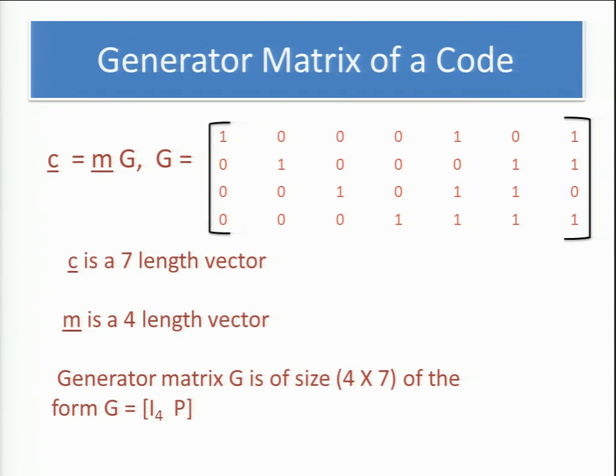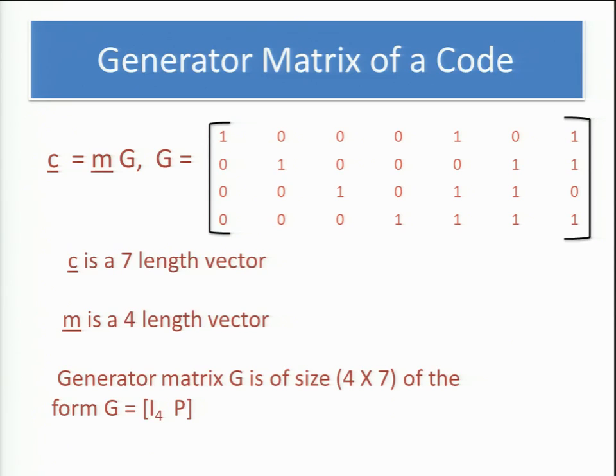So how do you generate the code? There is a way to generate it, and because it's a linear code, it can be generated using what is called a generator matrix. So the code word is the message multiplied by a matrix, which is called the generator matrix. The generator matrix I have shown is for the Hamming code that I have shown earlier. So M is 1 cross 4, G is 4 cross 7.